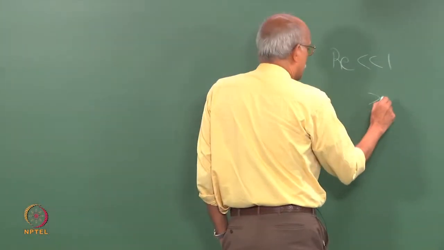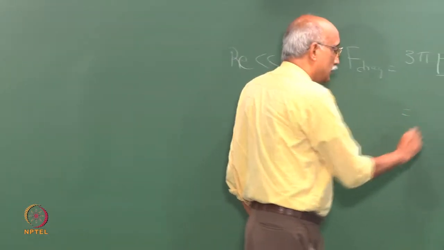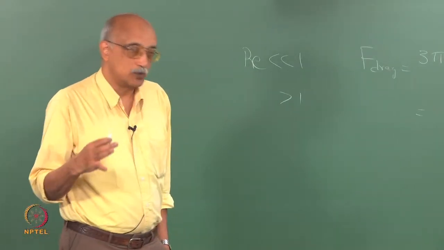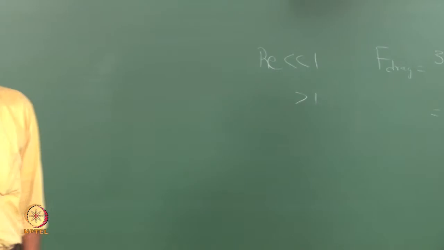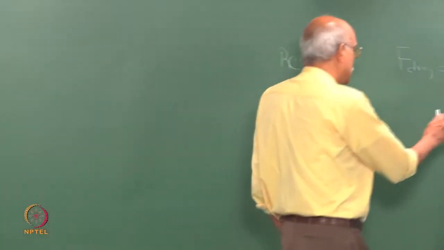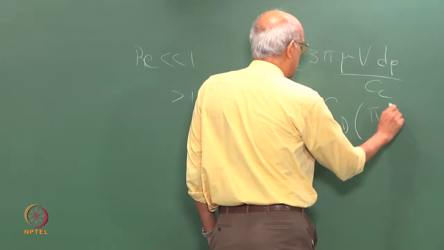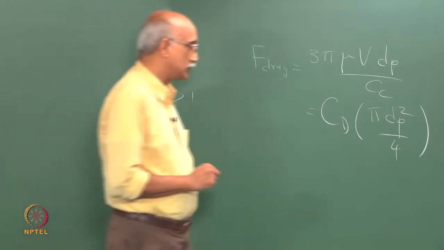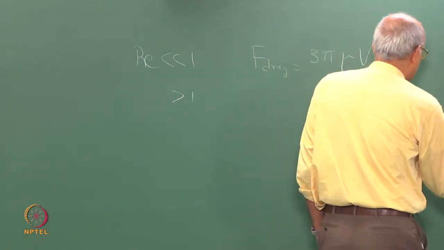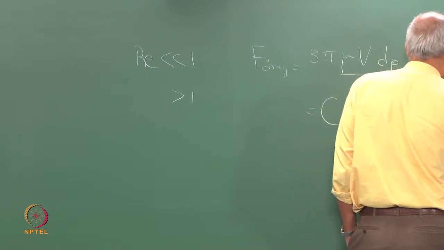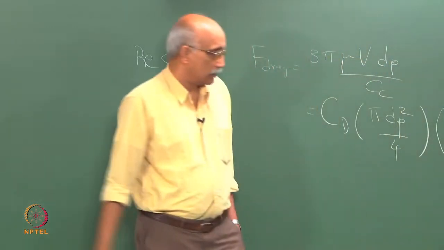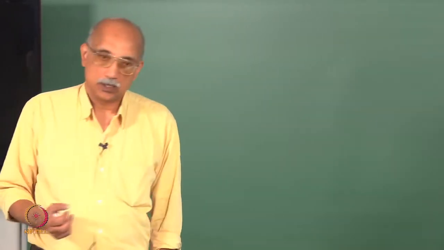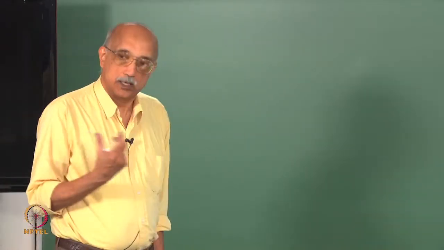As Reynolds number approaches 1 or exceeds 1, then this becomes the aerodynamic drag that you are probably more associated with in terms of fluid mechanics. There is a drag coefficient CD, and that is multiplied by the surface area parameter pi dp squared by 4, and this is multiplied by half rho v squared, where rho is the density of the fluid in which the particle is immersed and v is the relative velocity.